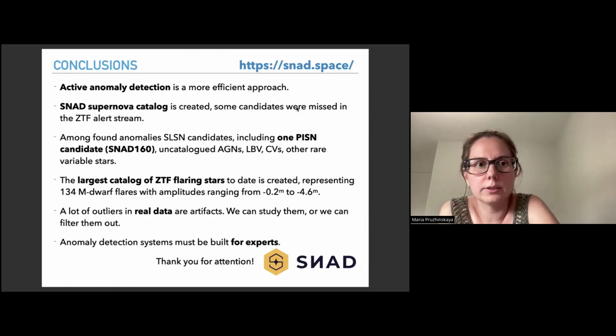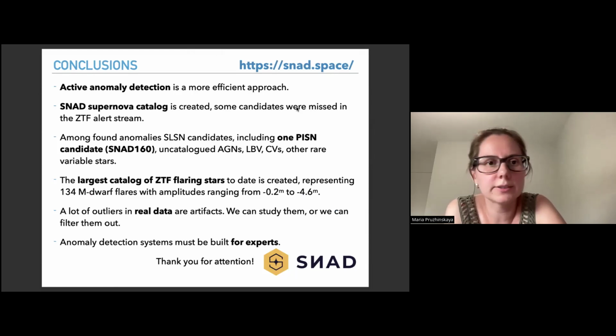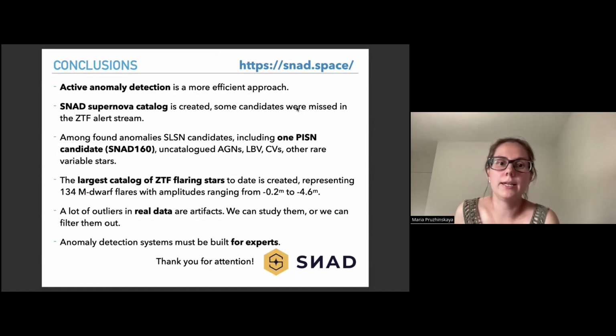Okay, and yes, here is my conclusion. I'm probably a little bit faster. So first, active anomaly detection is a more efficient approach than a standard static anomaly detection algorithm. Working with ZTF data, we created the SNAD supernova catalog. We also created the largest catalog of ZTF flaring stars, the M dwarf flares.